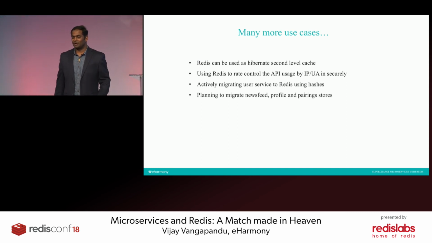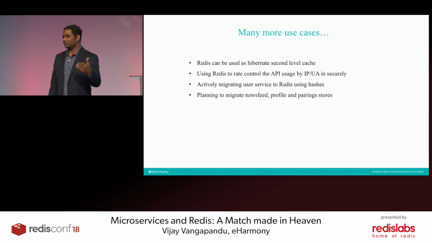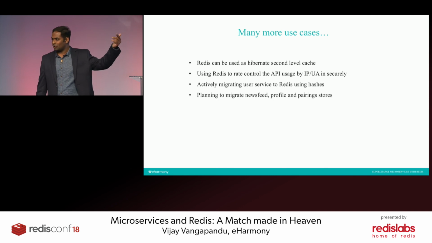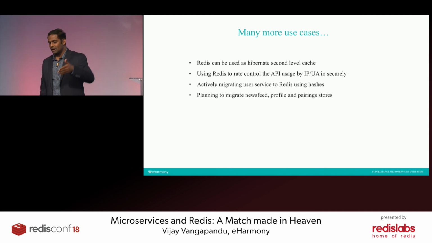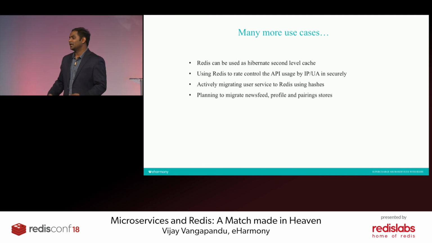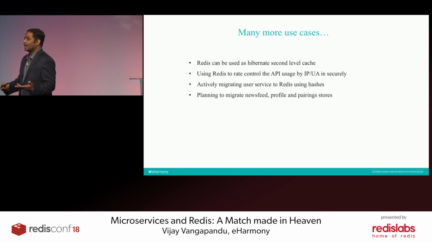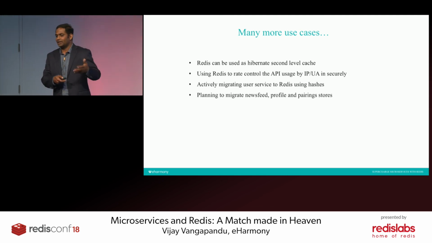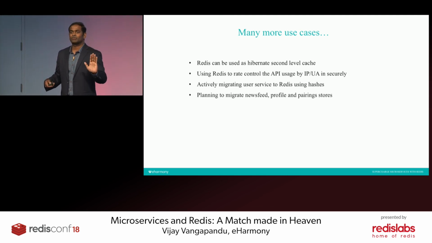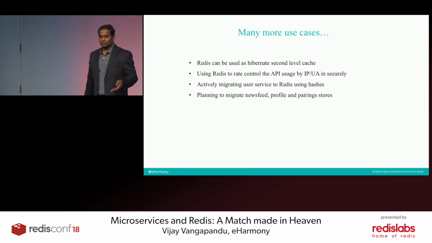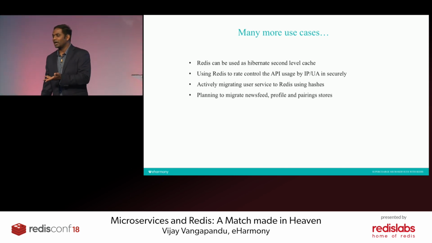We use it for rate control. It's an inline rate control, whereas what I explained earlier is the offline rate control, right? There we are reacting, but this is proactive. As and when you are requesting something, I can see how many requests you are making, and based on that, I can give you a different status code, saying that our application understands that you are making too many requests, so slow down. And we also have other use cases we are planning to migrate to Redis.